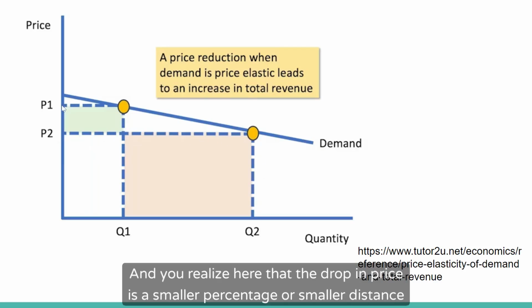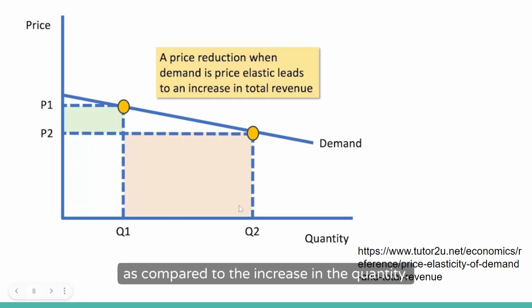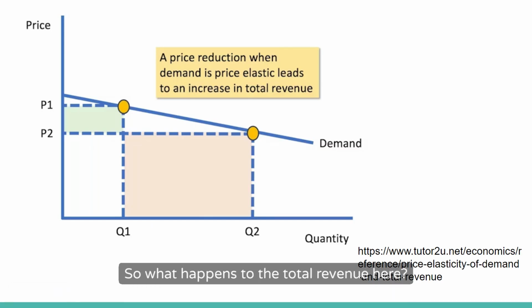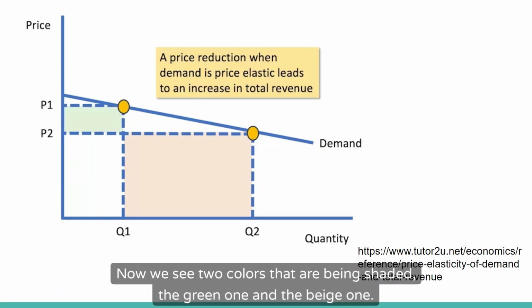And you realize here that the drop in price is a smaller percentage, or a smaller distance, as compared to the increase in the quantity. So in layman's terms, a small change in price leads to a bigger change in the quantity. So what happens to the total revenue here? Now we see two colors being shaded, the green one and the beige one.